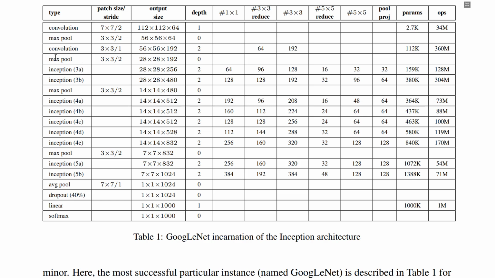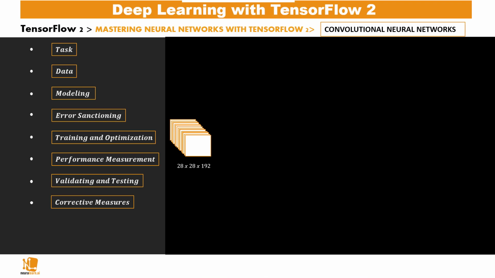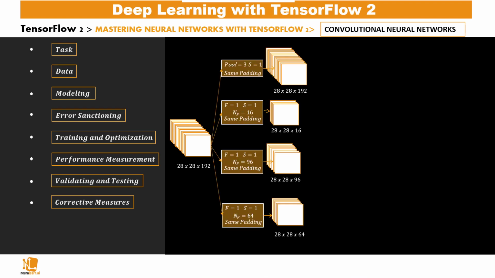Now let's suppose we have this input from this max pool layer, which is 28 by 28 by 192, and let's see how we obtain this 28 by 28 by 256 output after the Inception 3A. So right here we have this input, and then we pass it through the max pooling of 3, stride 1, same padding. Here a 1 by 1 filter, stride 1, number of filters 16, same padding, up to this 1 by 1, stride 1, number of filters 64, here number of filters 96. So these are the first intermediate outputs we get.